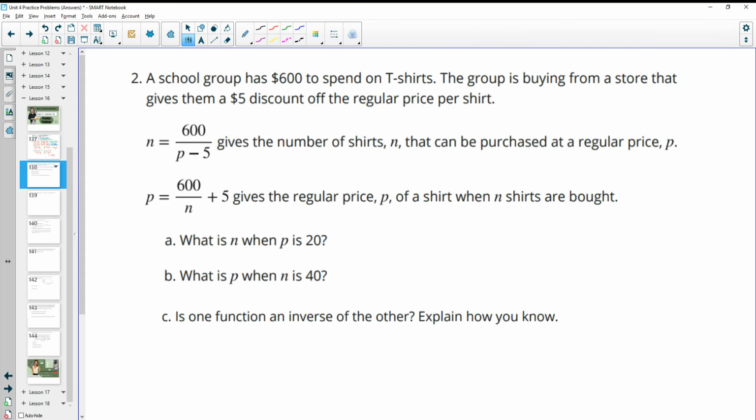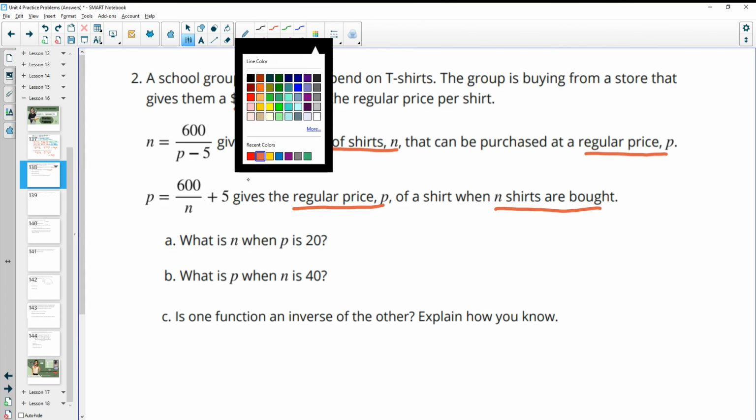Number 2, a school group has $600 to spend on t-shirts. The group is buying from a store that gave them a $5 discount off the regular price per shirt. N equals 600 divided by P minus 5 gives the number of shirts that can be purchased at regular price. And then P equals 600 divided by N plus 5 gives the regular price of a shirt when N are bought. So what is N when P is 20?